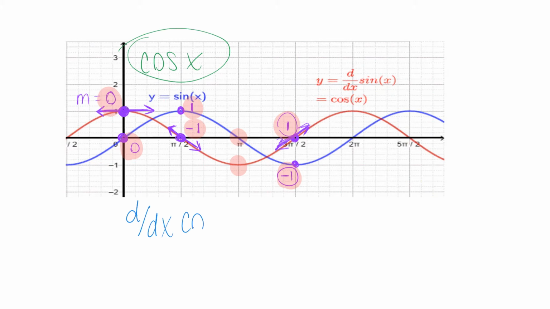The derivative of cosine x is, in fact, did you guess it? Negative sine x. So the value is the same, 1, but the sign is different. So the derivative of sine x is cosine x. I'm sorry, I said that backwards. The derivative of cosine x is negative sine x.